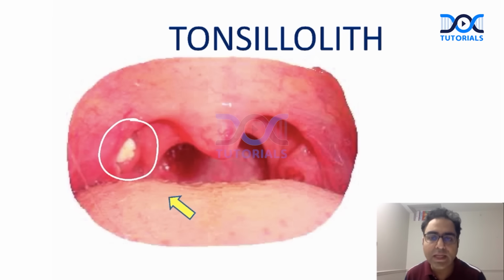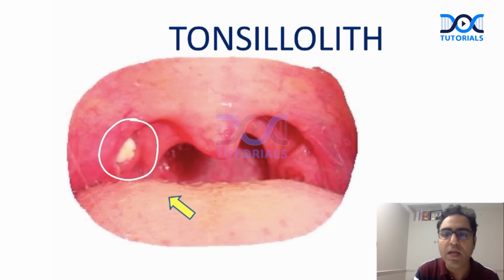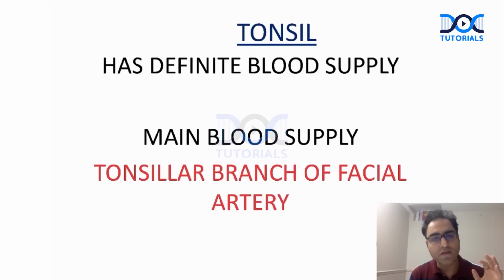So what is tonsillar lith? It's a collection of keratinaceous debris in one of the tonsillar crypts, and that disease is called tonsillar lith. Tonsil. The main blood supply of the tonsil is the tonsillar branch of the facial artery. There are 5 arteries which supply the tonsil. Let's revise quickly: ascending pharyngeal artery, ascending palatine artery, descending palatine artery, and branches of the lingual artery. But the most important blood supply of the tonsil is the tonsillar branch of the facial artery.